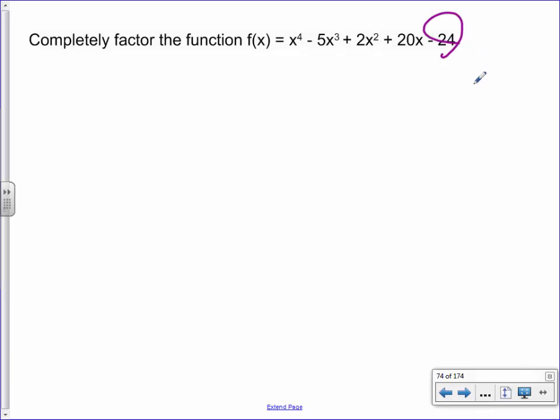Yeah, find numbers that can go into 24. Let's start at the bottom. Let's start with 1. 1 to the 4 minus 5, 1 to the 3 plus 2, 1 squared plus 20, 1 minus 24.